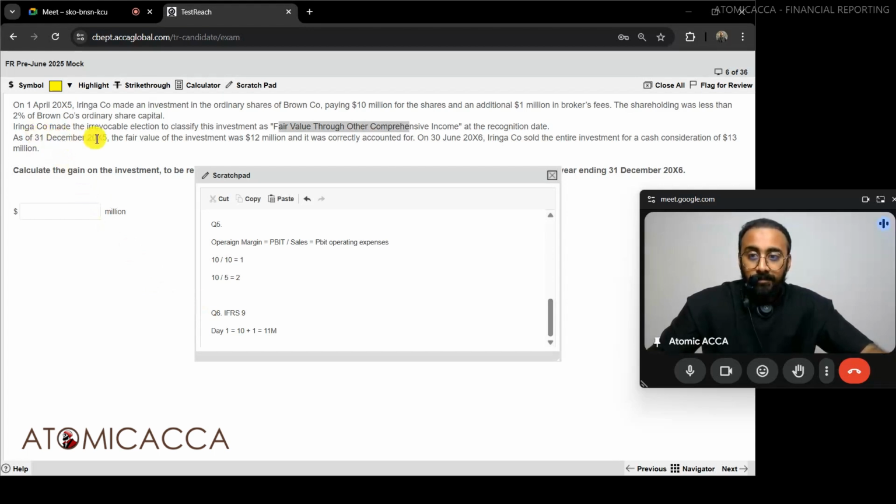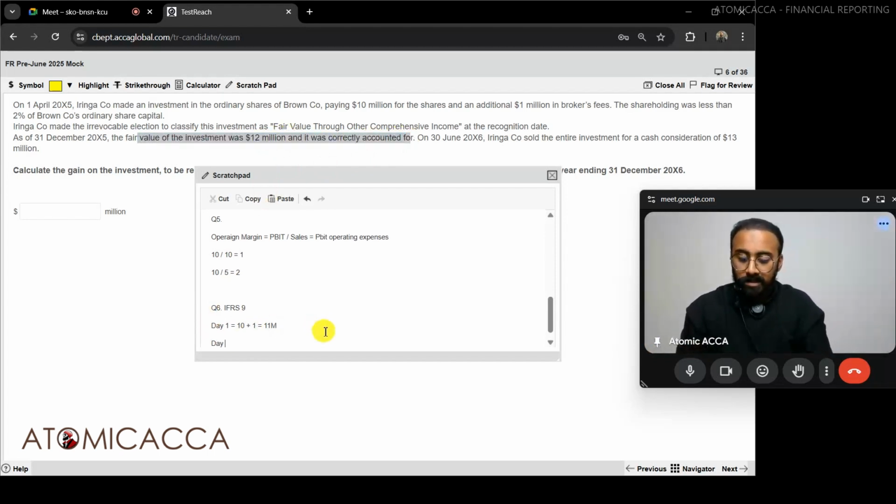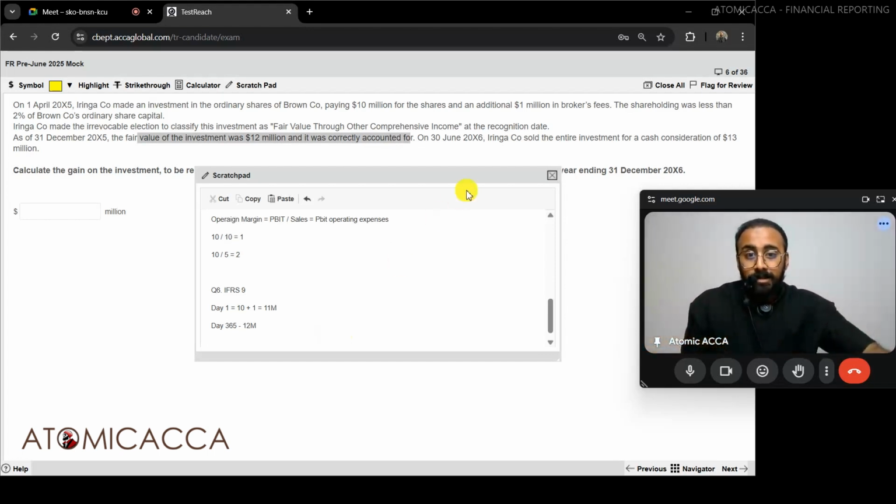Now, as at 31st December X5, this was 1st April X5, 31st December X5, the question was 31st December X6. 31st December X5 means one year ago from the actual question requirement. Fair value of the investment was 12 million and it was correctly accounted for. So as per FEOCI, by year end we have to shift it to the fair value, which is 12 million. Then on 30th June X6, that is 6 months later, the company sold the entire investment for a cash consideration of 13 million. So they sold it, the sale price was 13 million, and the story got over.